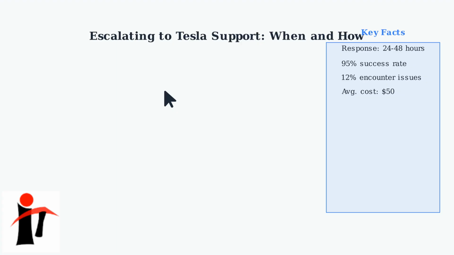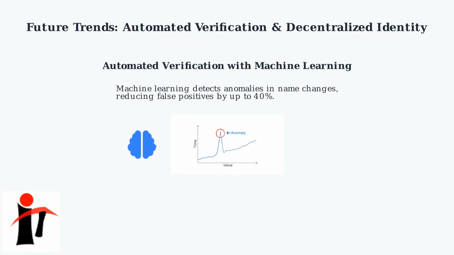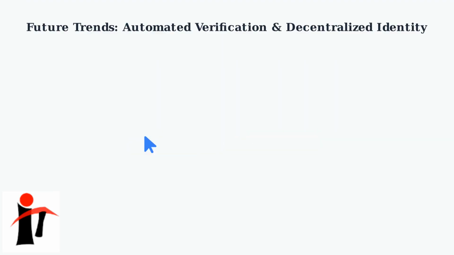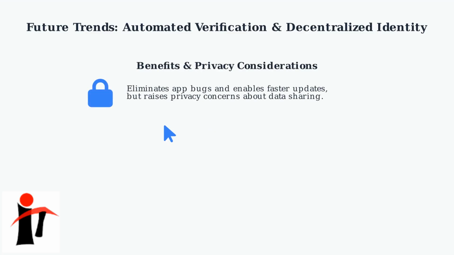According to recent surveys, about 12% of users encounter verification issues, with an average cost of $50 in support fees or downtime. The future of verification is moving towards automation. Tesla is integrating machine learning for anomaly detection, reducing false positives. By 2026, Tesla plans to adopt decentralized identity systems, potentially eliminating app-specific bugs and enabling seamless name updates via third-party wallets. While privacy concerns remain, these advancements promise a smoother user experience.